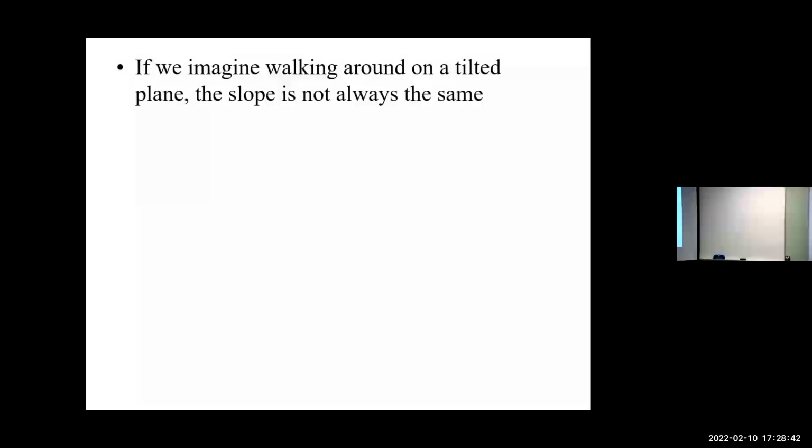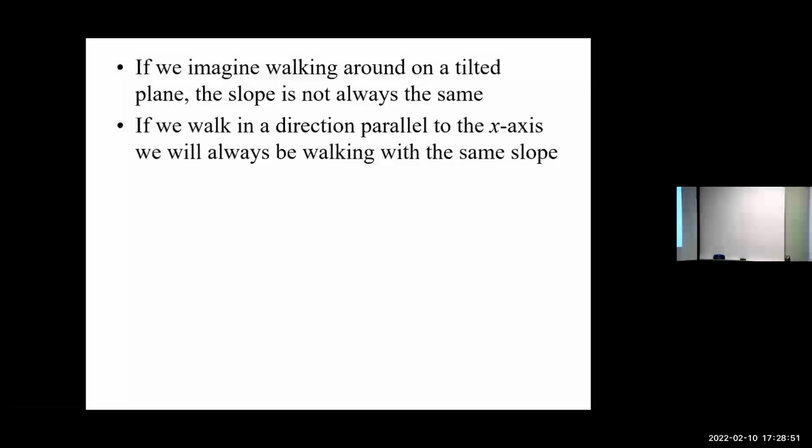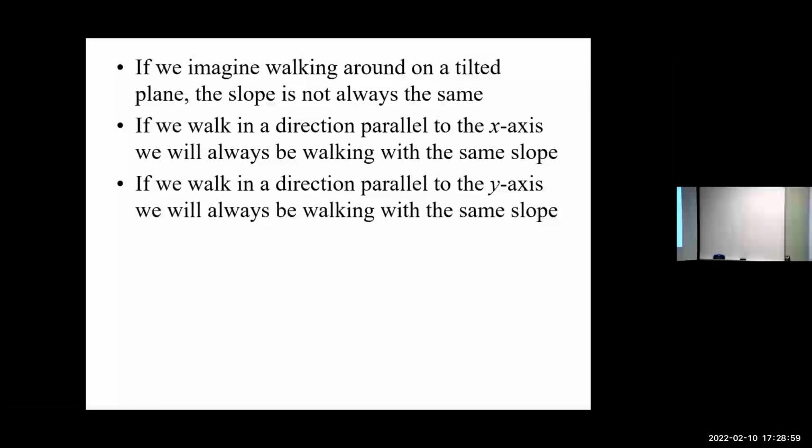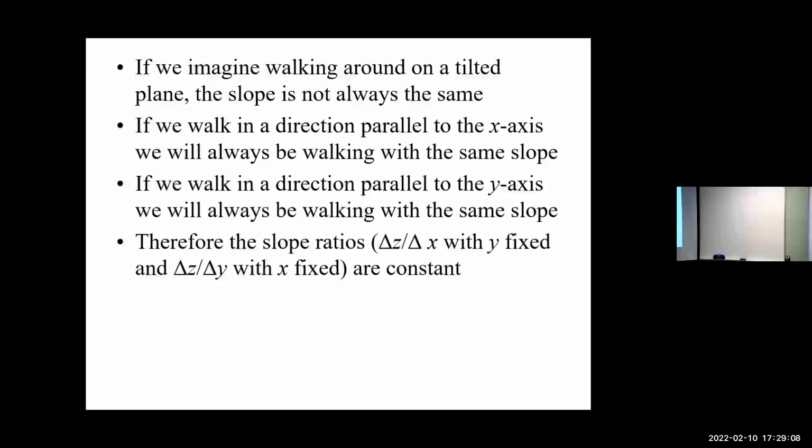If you imagine walking on a tilted plane, so imagine that the floor where you're at is tilted. The slope's not always the same unless we set it to be the same. But if you walk in a direction parallel to the x-axis, you'll always be walking the same slope. If you walk in a direction parallel to the y-axis, you're always walking the same slope. Those are the m and n from the previous formula. So what's creating the linear function is that m and n are constant, right? Just like in 2D, the m is constant, now m and n are constant. And x, y, and z are all to the first power.